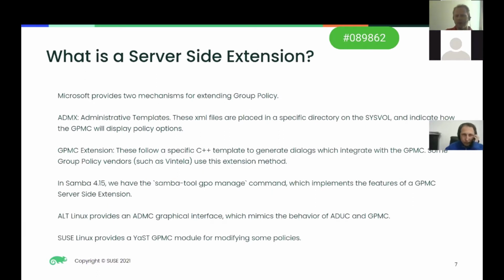So Microsoft provides two mechanisms on Windows for extending group policy on the server side. The first way is using administrative templates. These XML files are placed in a specific directory on the sysvol, and they indicate how the group policy management console will display policy options.